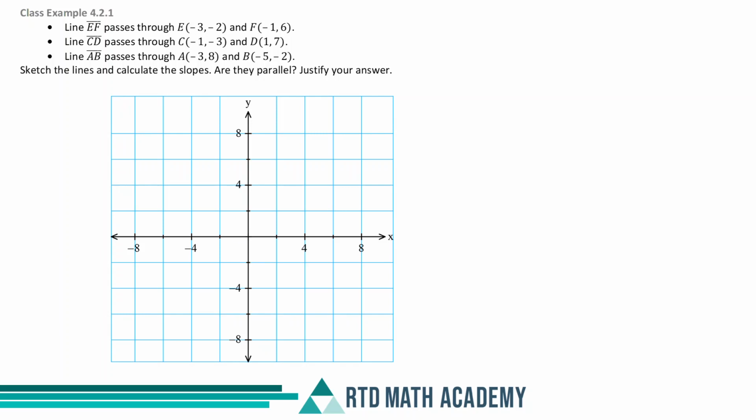So the first point is at -3, -2. So -3 would actually be about here, right? Because each one of these ticks is 2. So -3 and then -2 would be that point right there. So that's going to be E, -3, -2. And then F would be at 1, 6. So over 1, up 6 would be that one. And then we will connect those with a line.